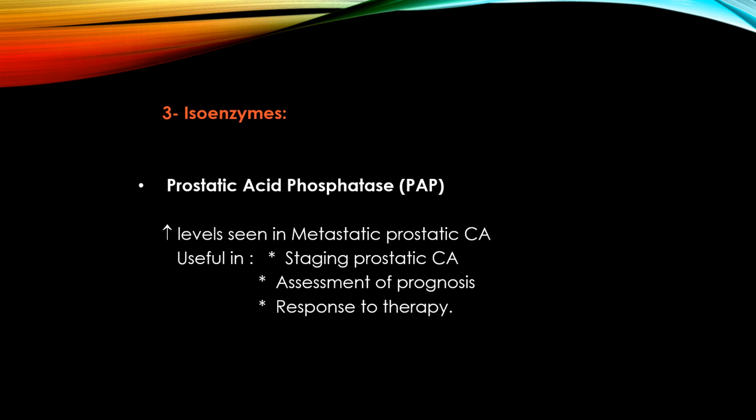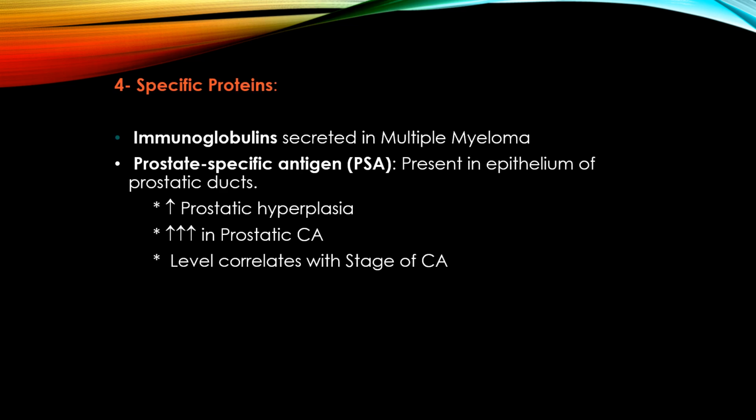from recurrence or relapse. Another type of tumor markers are the specific proteins, like immunoglobulins, which are secreted in multiple myeloma. Now, multiple myeloma is a plasma cell tumor that usually affects the bone, resulting in lytic bone lesions and excessive production of immunoglobulins. So the patient will have excessive immunoglobulins in their serum.